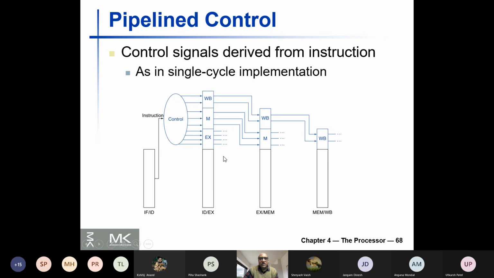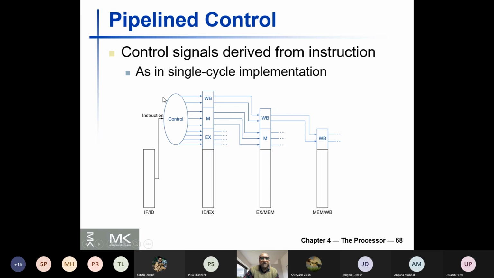and the remaining control signals have to be held, because the remaining control lines are useful only when the instruction is in the appropriate stage. When the instruction is in the data memory stage, only those control lines are required, whether to write into the data memory or whether to read from the data memory. Accordingly, the corresponding control signals have to be given only in that stage.